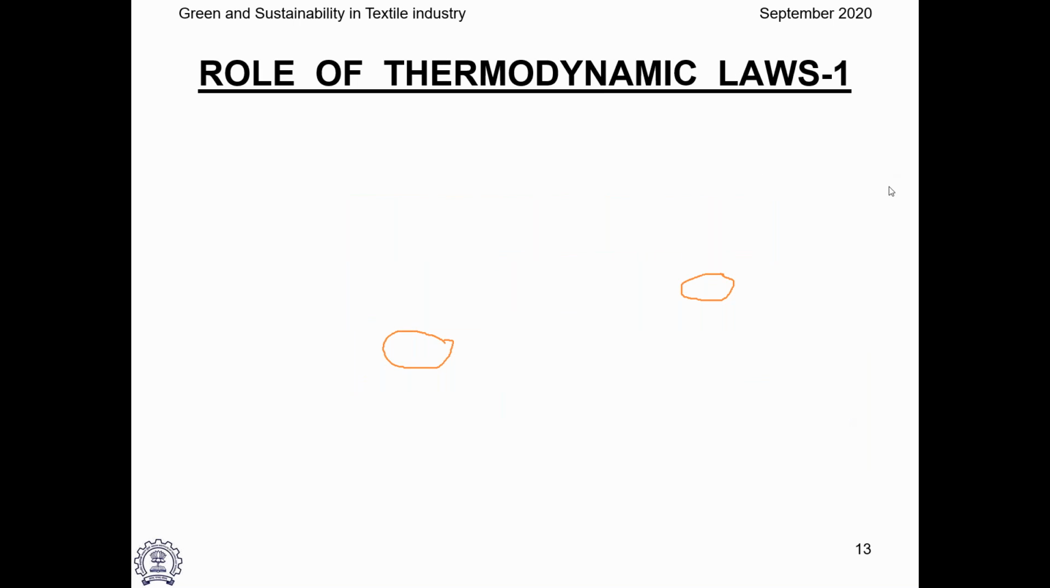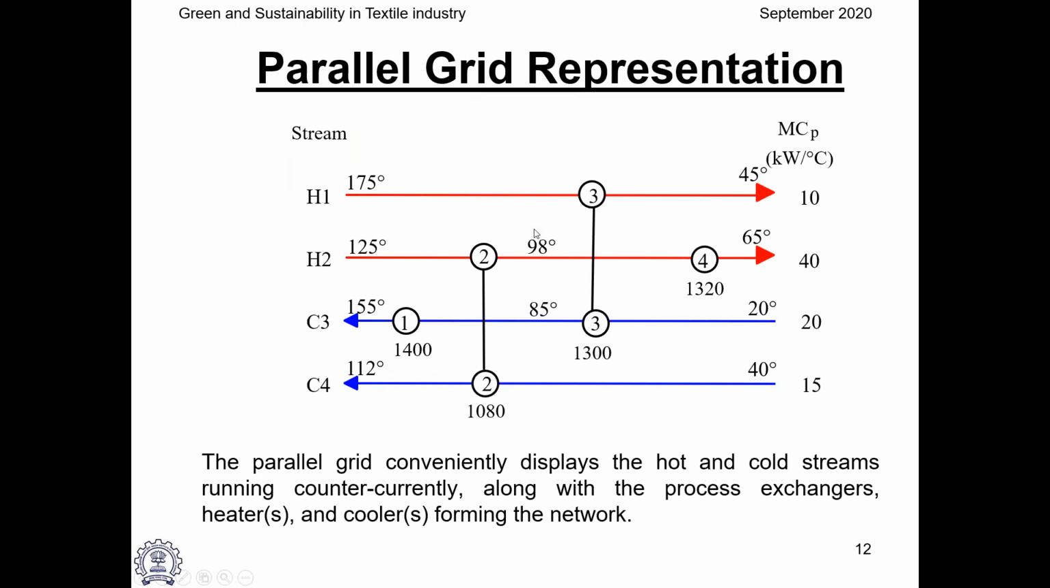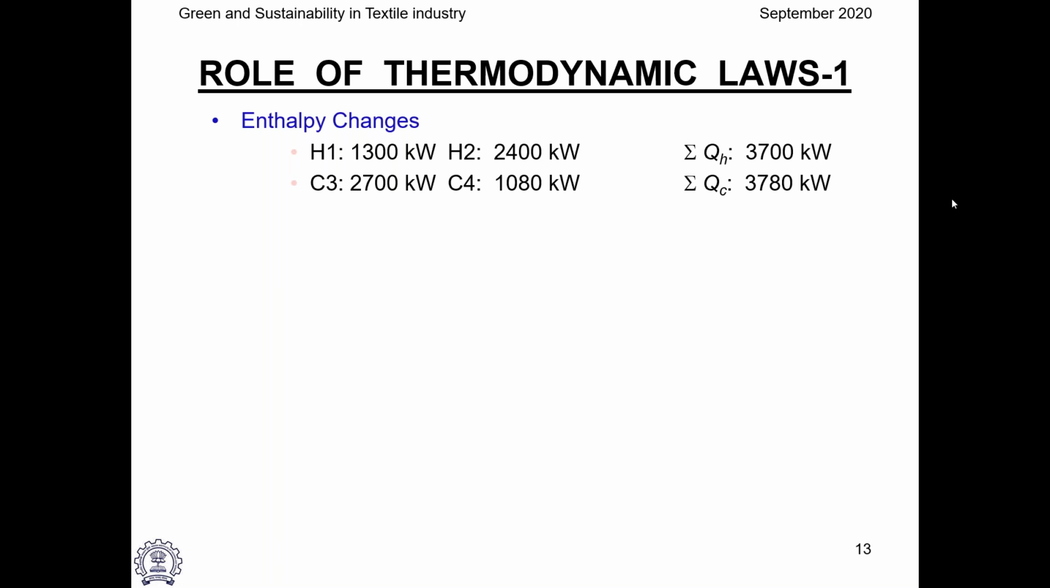Okay, let me erase this. Now let's start with the first law of thermodynamics. If we look at the enthalpy changes, H1 has a total duty of 1300, and H2 has 1080 plus 1320, that is 2400. Total duty is 3700. That much amount of heat is available. And cold stream C3 requires 2700 kilowatt of heat and C4 requires 1080 kilowatt of heat.